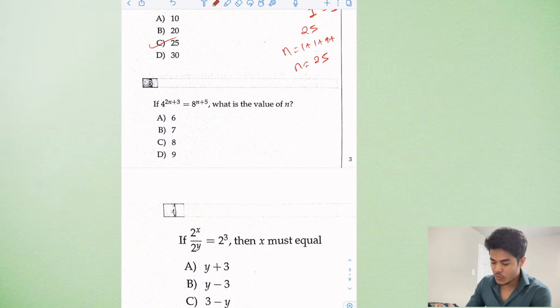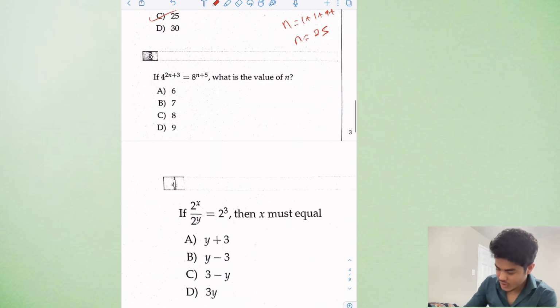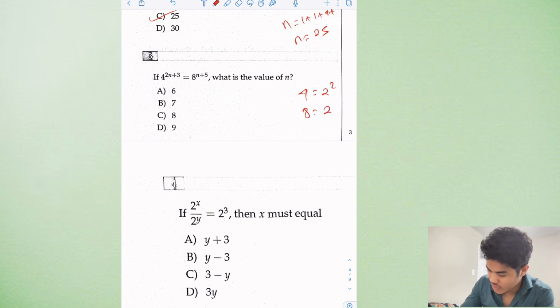So this is the question where we have to make our bases equal. And the common factor here between 4 and 8 is 2. So let's make our bases 2. As you already know, 4 equals 2 raised to 2 and 8 equals 2 raised to 3.